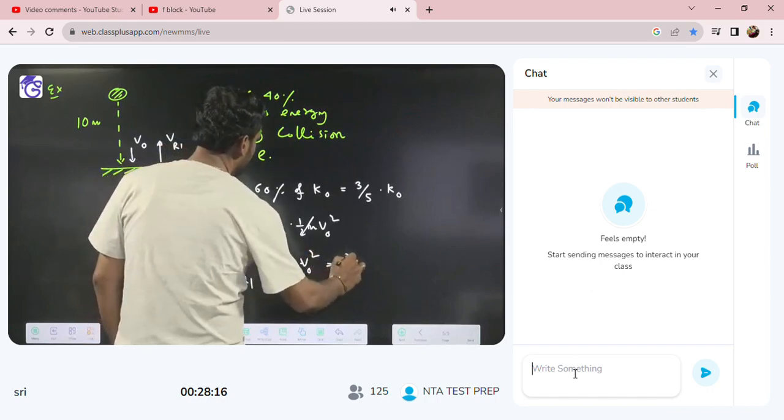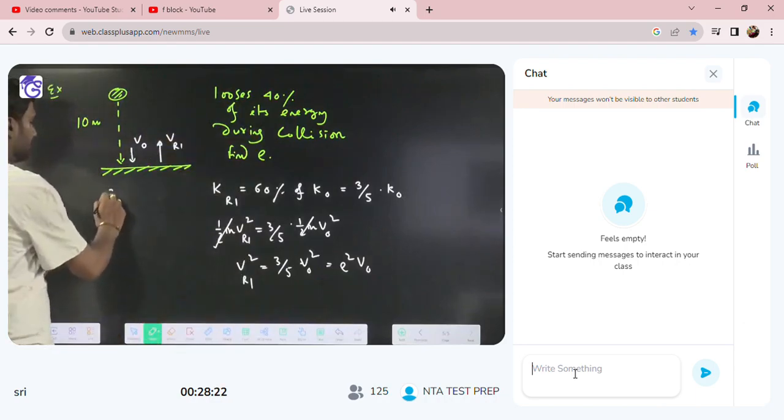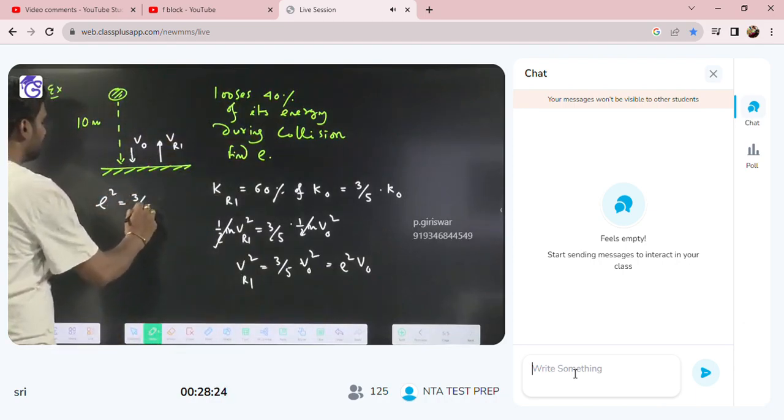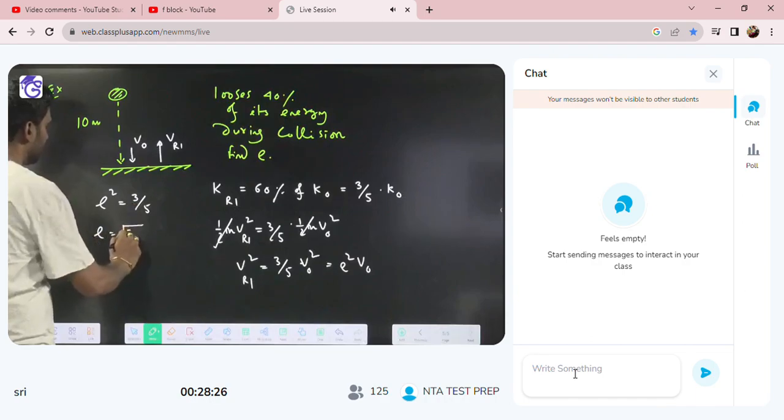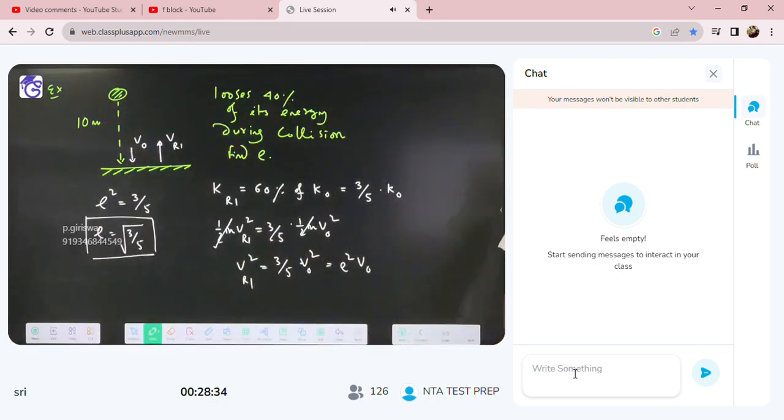That is equal to how much? E square into v naught square. So just by comparison, E square will come 3 by 5. So E is equal to root under of 3 by 5. Enough. That's it. Check the answer. This will be the answer.